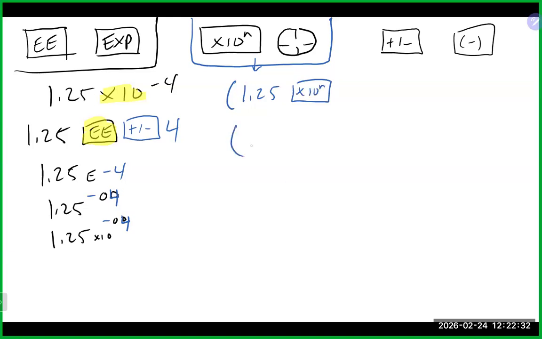On your calculator, what you'll see is parentheses 1.25 times 10, and you'll have a little blinking cursor blinking right up there at the top. At that point, you could do the rest. You could hit your negative button and 4, and then you will end up with 1.25 times 10 to the negative 4 with the little blinker to the right of it.